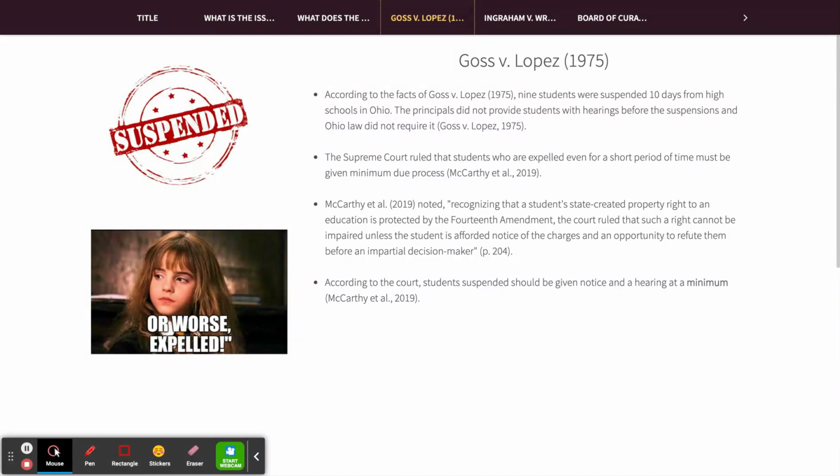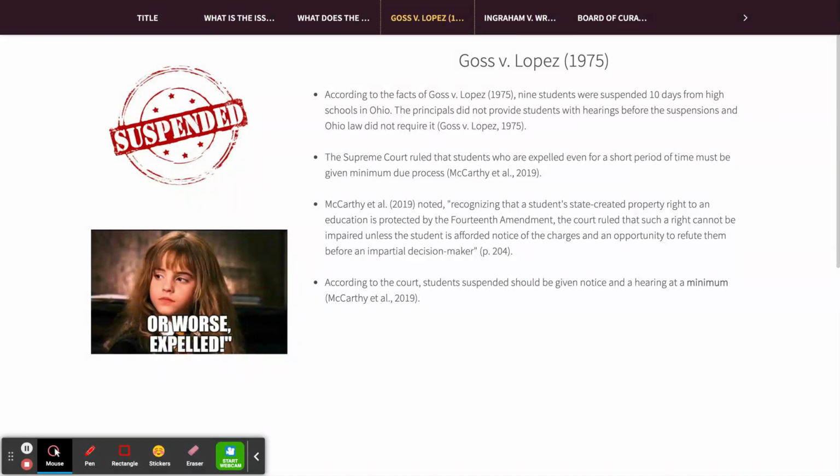Goss v. Lopez, 1975. According to the facts of this case, 9 students were suspended 10 days from high schools in Ohio. The principals did not provide students with hearings before the suspensions, and Ohio law did not require it. The Supreme Court ruled that students who are expelled even for a short period of time must be given minimum due process.